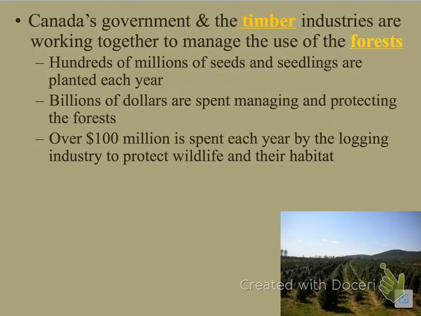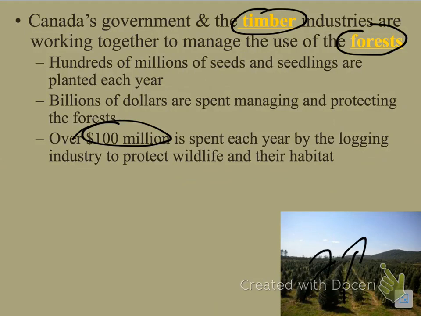begin as well. And lastly, concerning this issue, Canada's government and the timber industries are working together to manage the use of the forests. So hundreds of millions of seeds and seedlings are planted each year. Billions of dollars are spent managing and protecting the forest. Over $100 million is spent each year by the logging industry to protect wildlife and their habitat. So you can see in this picture that they're basically growing new trees purposefully to try to end this environmental issue in Canada.